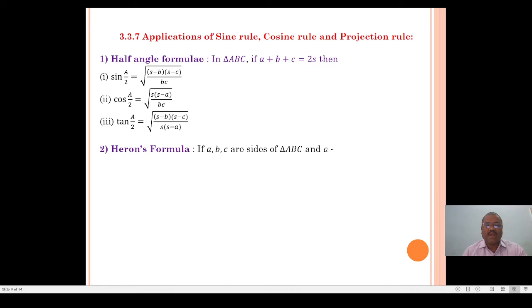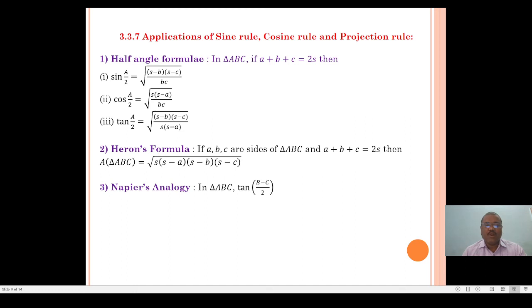Now here's the formula. If a, b, c are sides of triangle ABC and a plus b plus c equals 2s, then area of triangle ABC equals under root of s(s minus a)(s minus b)(s minus c). And third one, Napier's analogy. In triangle ABC, tan of (B minus C) upon 2 equals (b minus c) upon (b plus c) into cot A by 2.